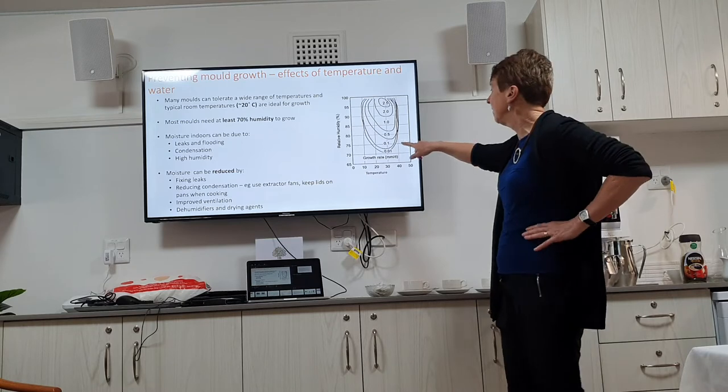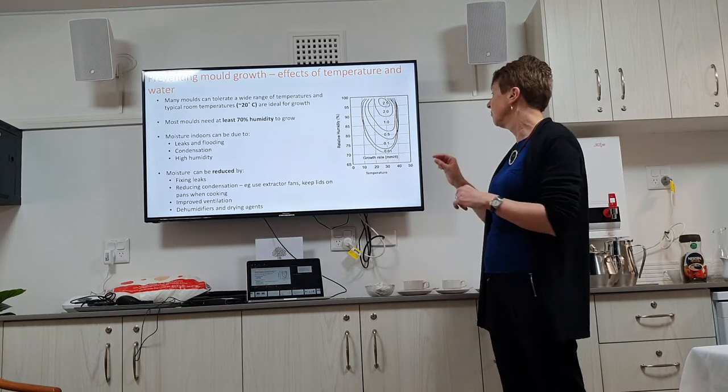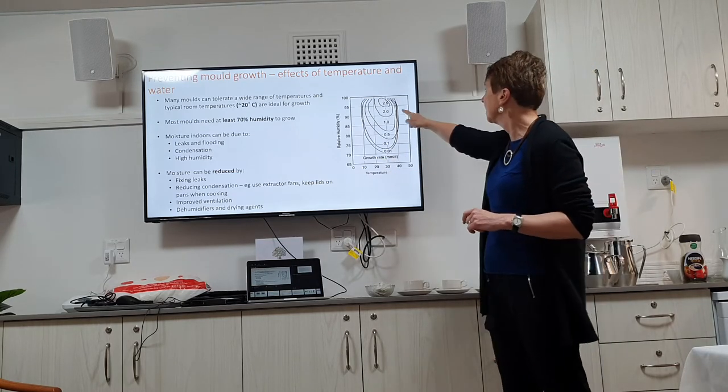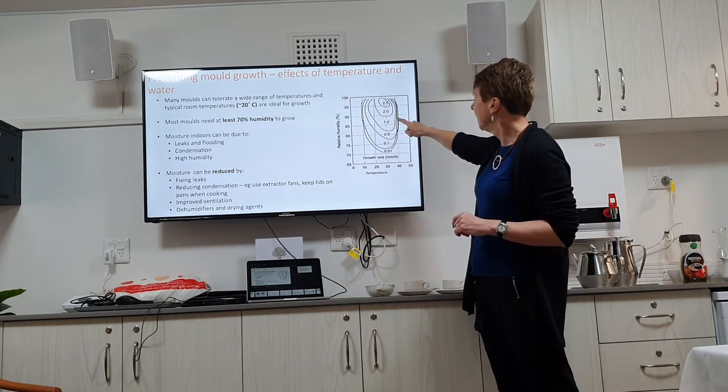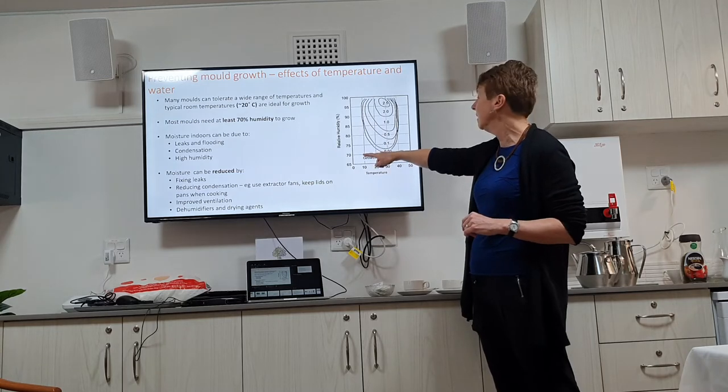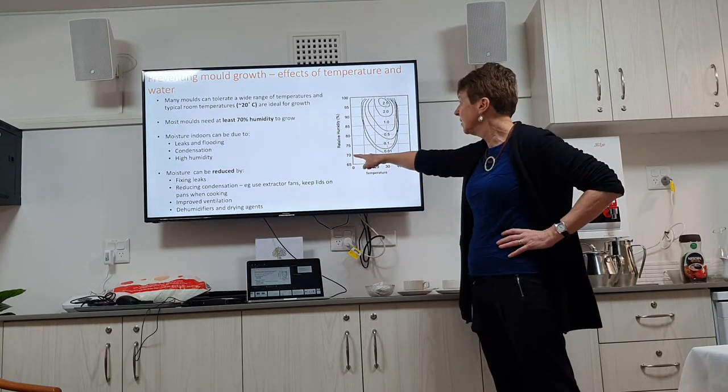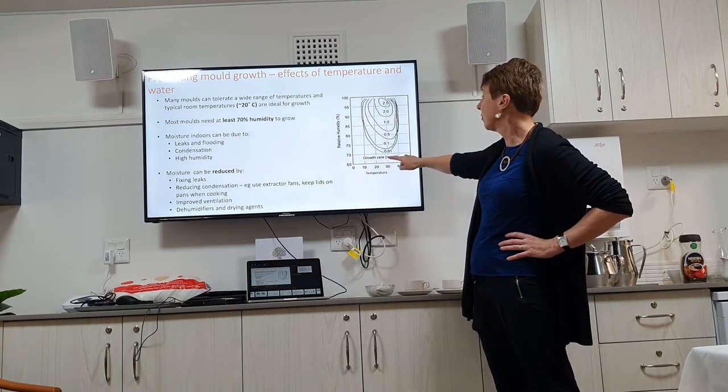So this graph just shows the rate of mold growth in millimeters per day. This one is 2.5 millimeters a day, this one's 2, etc., getting smaller. And they get smaller as the humidity goes down. So below about 70% humidity, we're not getting any growth in the molds.